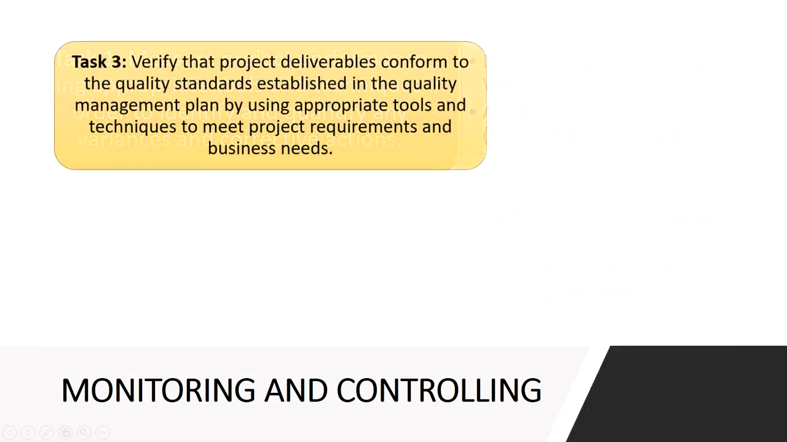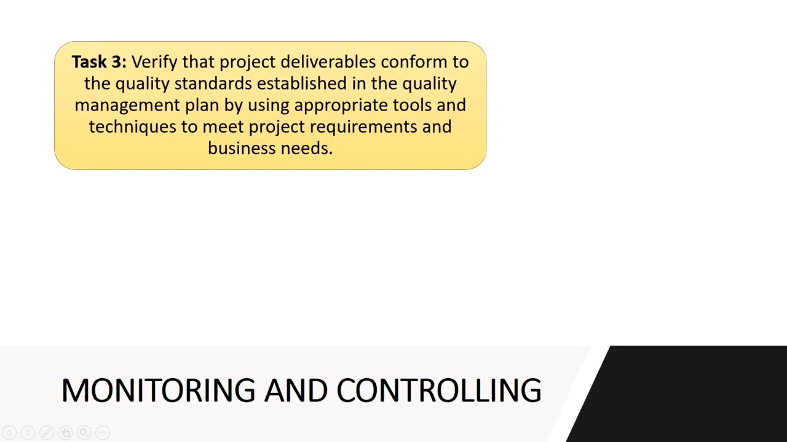Moving on here to our next task, task 3. Verify that project deliverables conform to the quality standards established in the quality management plan by using appropriate tools and techniques to meet project requirements and business needs. So this is twofold. Verify that the deliverables from which process, direct and managed project work, conform to the quality standards established in the quality management plan. How do we do that? By using appropriate tools and techniques. What is the chief tool and technique?